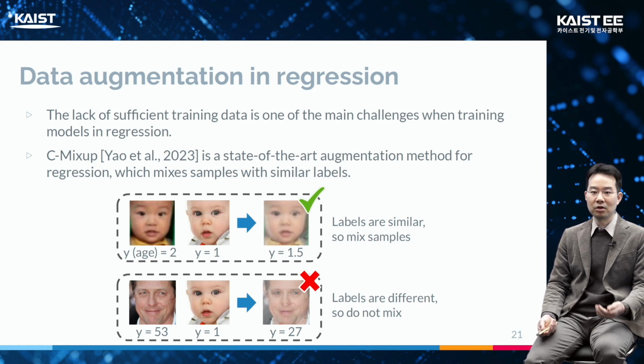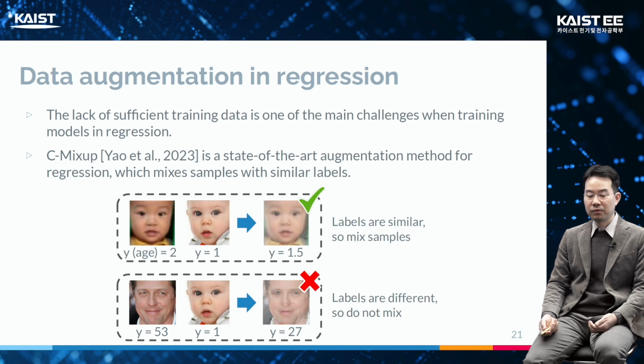So you see a 2-year-old and a 1-year-old. In this case, C-Mixup would mix these two images and produce a mixed image that's sort of in the middle of the two, with an age of 1.5 years. So this mixed sample is likely to help with the regression task and the accuracy.